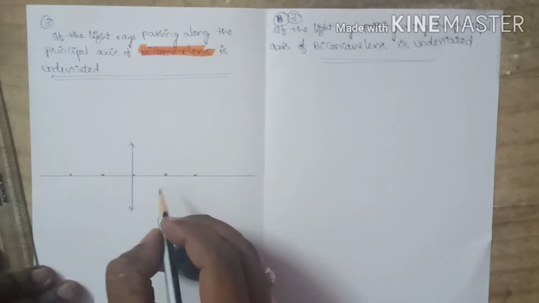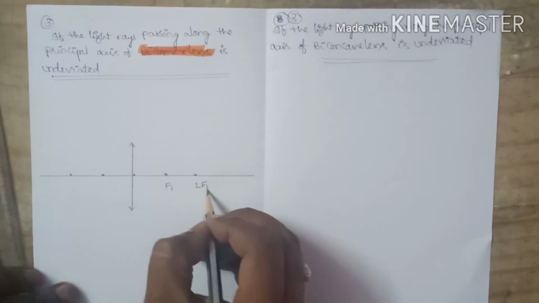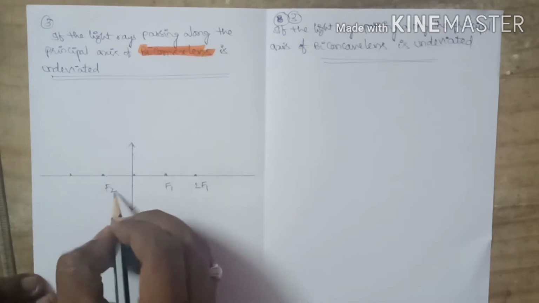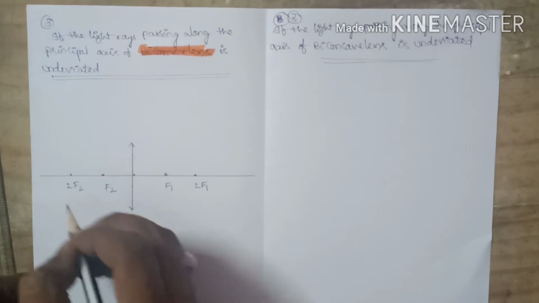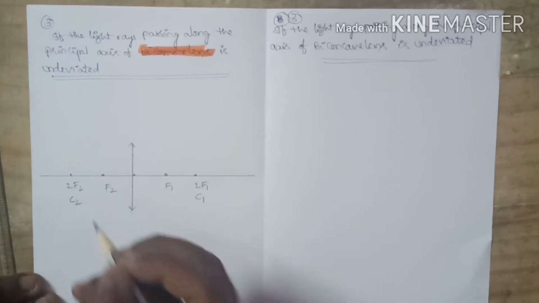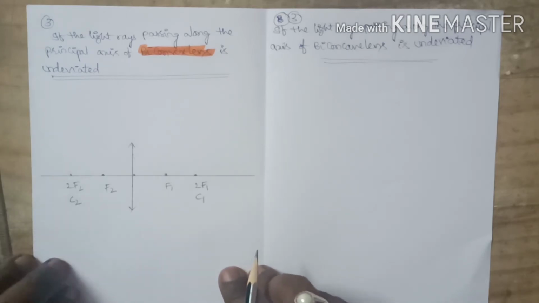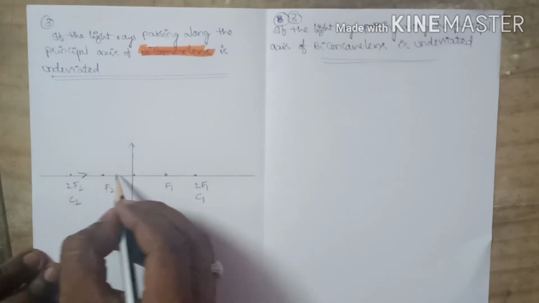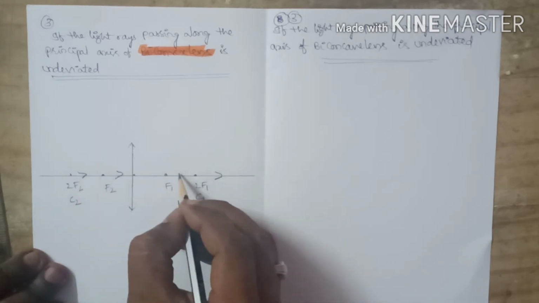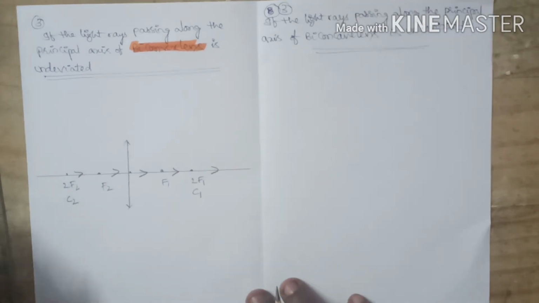Now, on the biconvex lens, right hand side, it is F1 and 2F1. Here F2, 2F2. 2F1 acts as center of curvature 1. 2F2 acts as center of curvature 2. Now, here the light ray is traveling along the principal axis. It is undeviated. Like that, we should draw the ray diagram in this case.